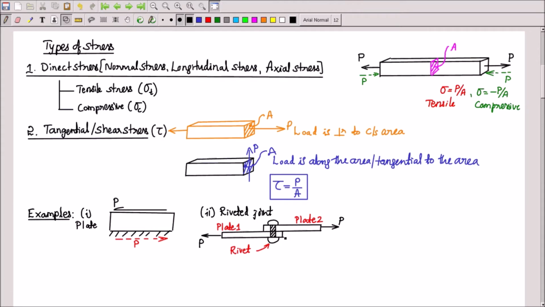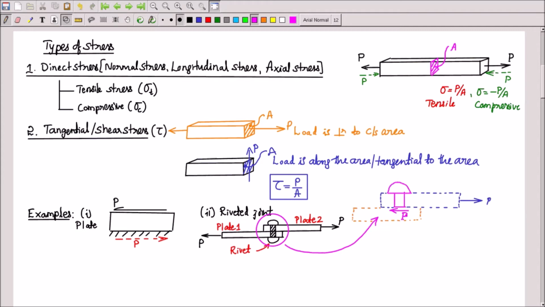But if you consider the rivets, I'll show you the cut section of the rivet. This portion I'll write separately here, and the top portion only. Top portion, half of the rivet, the top plate is like this. This is the bottom plate. The applied load is P here. So at this surface, at the bottom center of the rivet, a tangential force will be there like this, opposite to the applied force P.